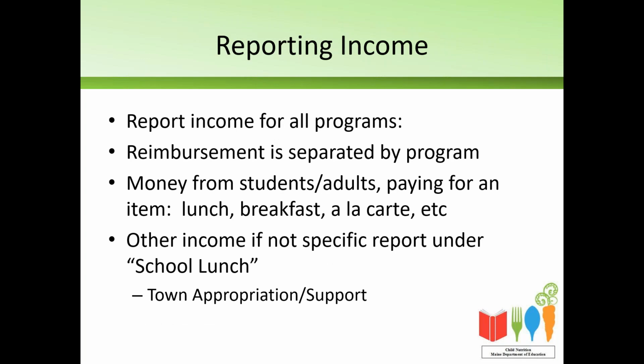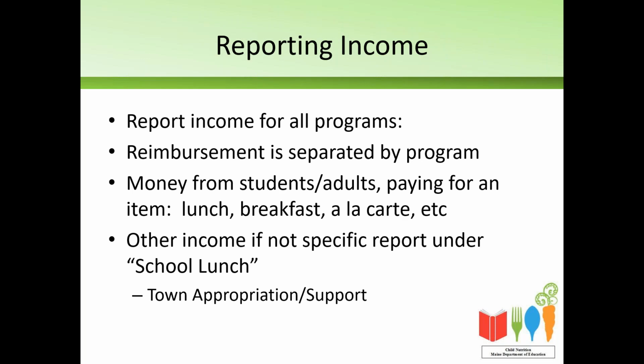Reporting income, same thing. But now you're going to be breaking it out. You're going to be reporting income for the programs. Instead of just saying federal reimbursement, you're going to list the reimbursement by the program. Is it lunch? Is it breakfast? Is it after-school snack? Whatever the reimbursement is, that's how you'll report it. Money from the students, are they buying extra lunch, breakfast, a la carte? All that's going to be reported separately.